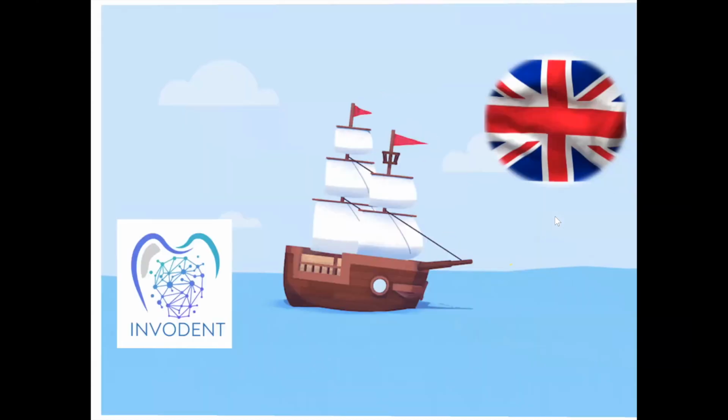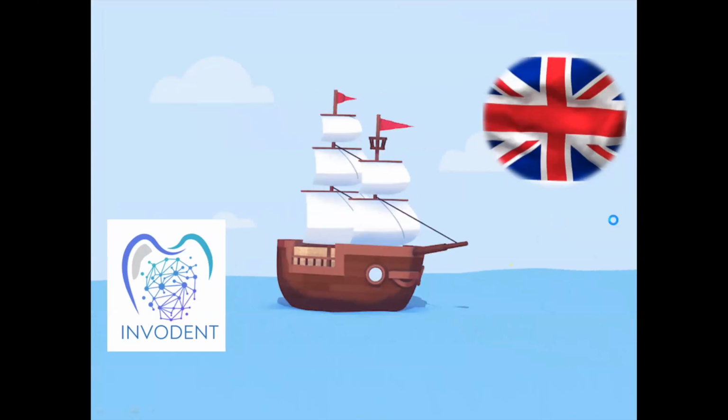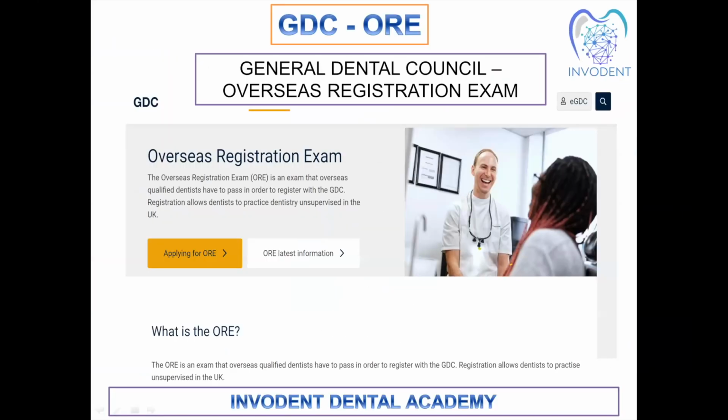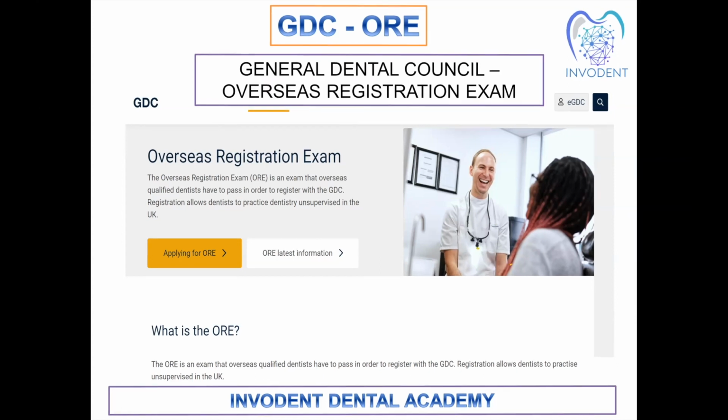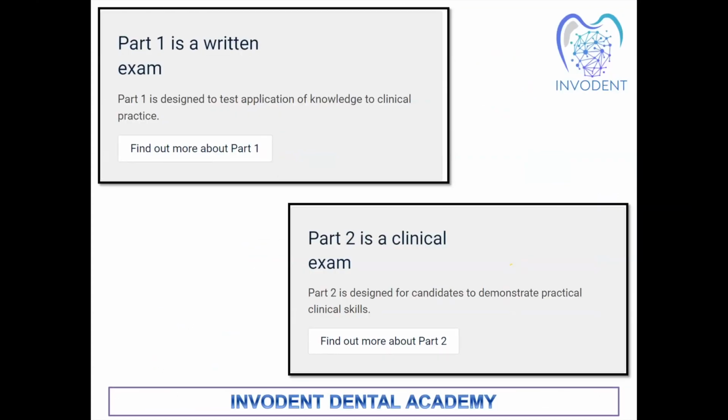Now coming to the last part, that is the UK. In the UK also you have a written exam followed by the clinical exam. So you have to register on an overseas website, that is the GDC Overseas Registration Exam. The name of the exam is this. So you can go to this particular ORE website and give your details to fill the profile, and then you can have your written exam followed by your clinicals.